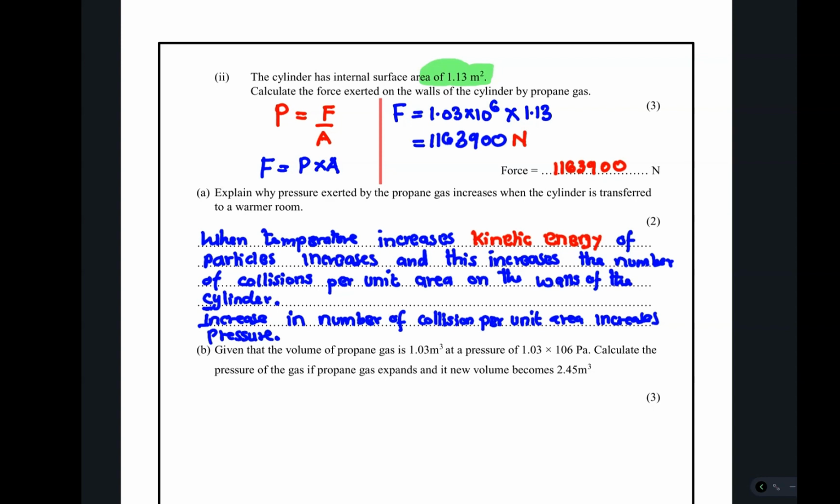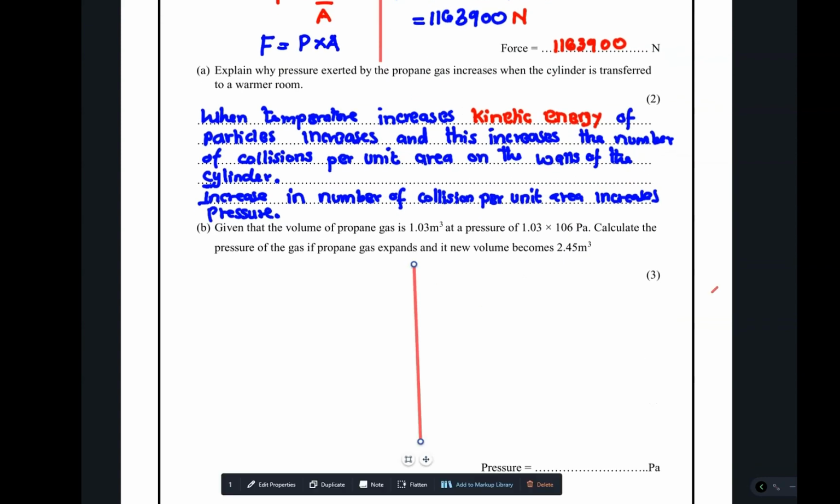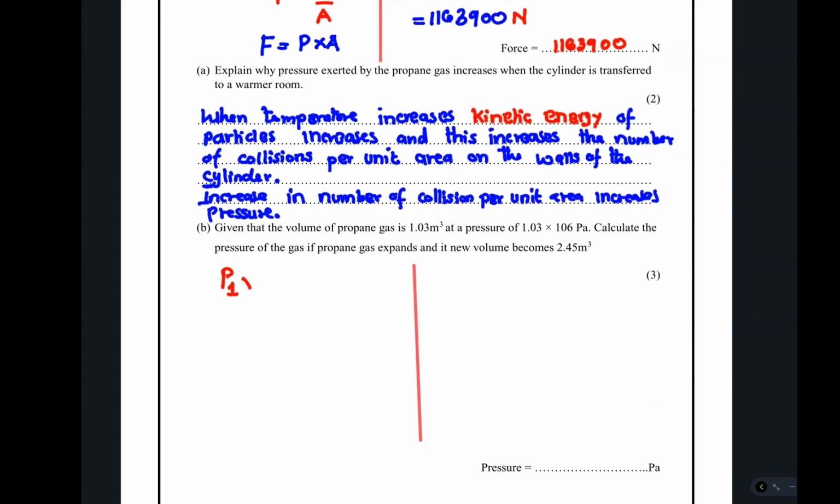Moving to part B, given that the volume of propane gas is 1.03 meters cubed at a pressure of 1.03 times 10 raised to the power 6, that should be power 6. Calculate the pressure of the gas if propane gas expands and its new volume becomes 2.45. Now you see, when volume increases, pressure is going to decrease. But in order to answer this question, we are going to use the formula P1 times V1 equals P2 times V2.